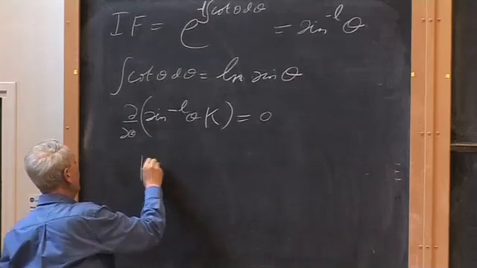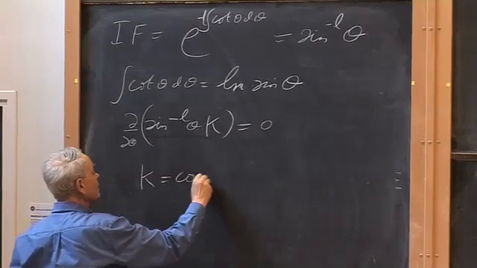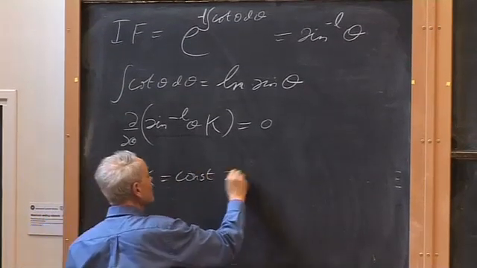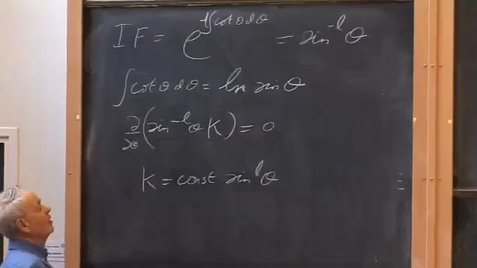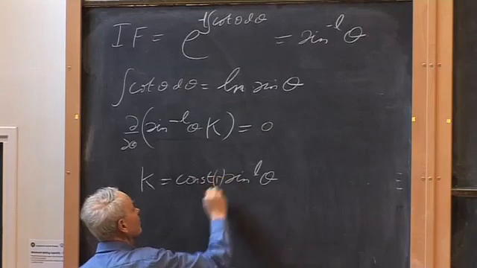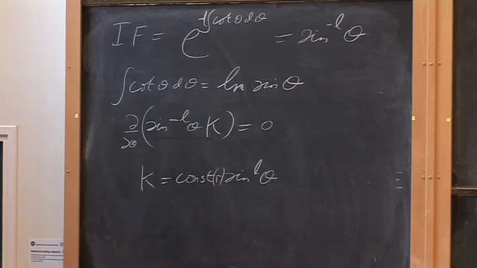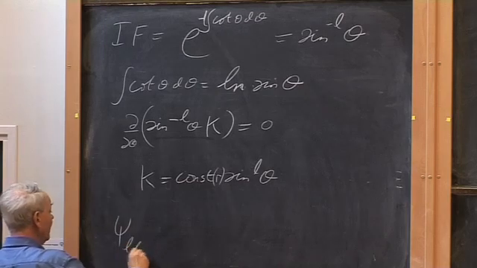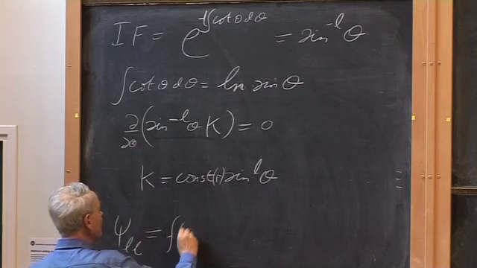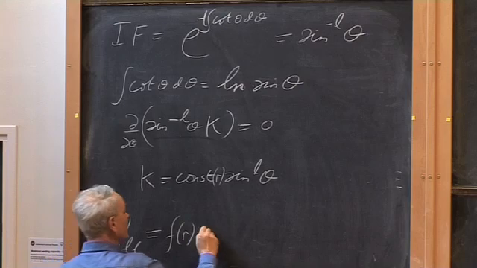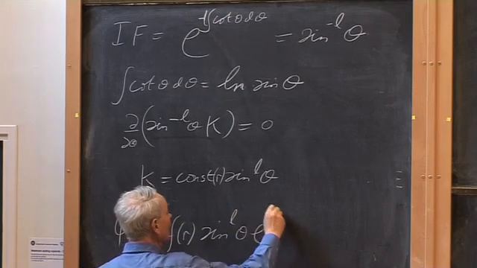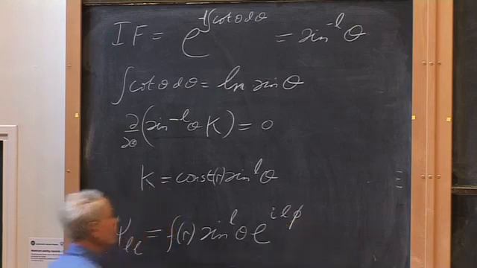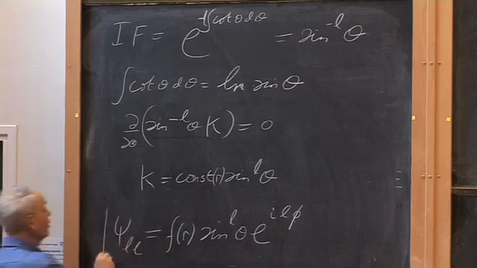In other words, psi is equal to a constant, which is obviously going to be some kind of normalizing constant, times sine to the L theta. And we have discovered this constant in principle depends on r. You can have any r dependence you like. So what we've discovered is that psi LL is any function of r you like times sine to the L theta e to the i L phi. This is an important kind of result.